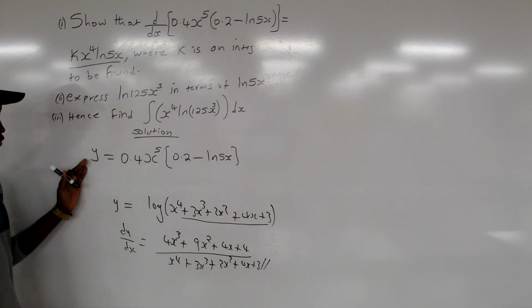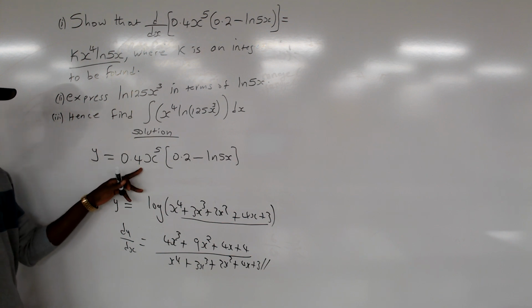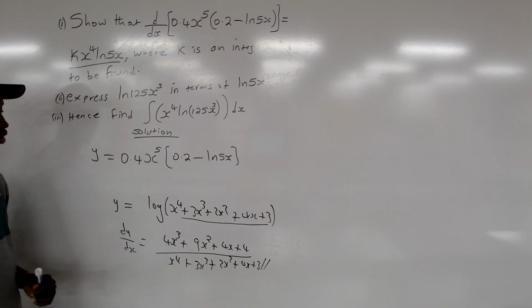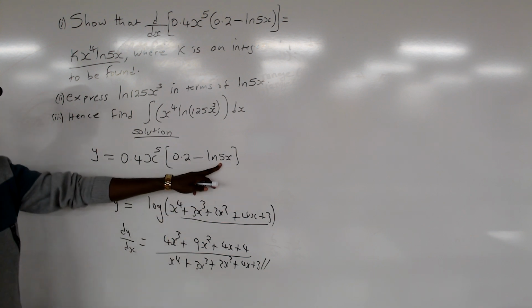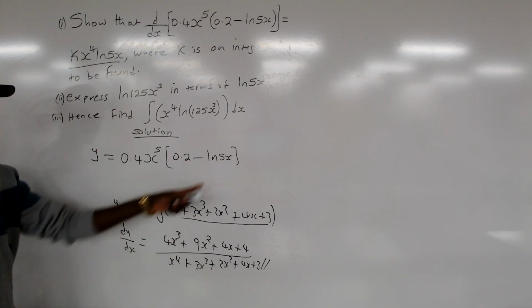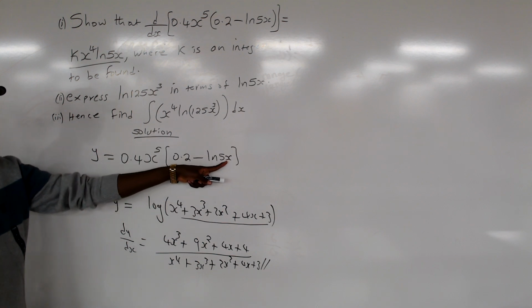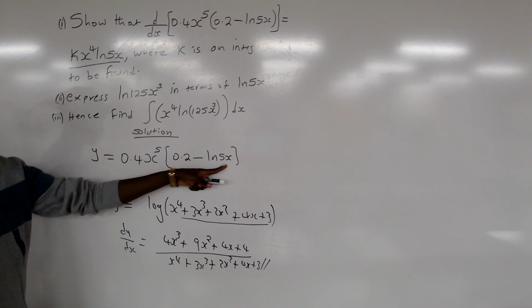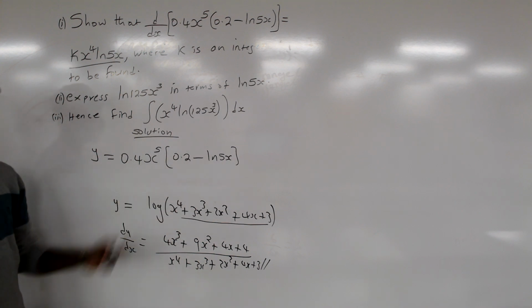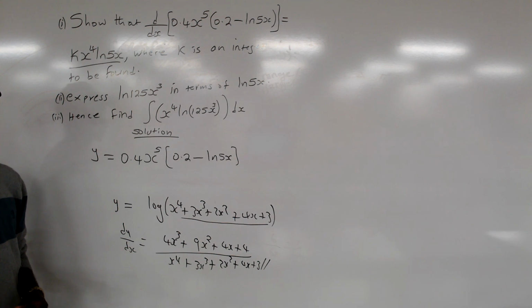We have y = (0.4x)⁵ multiplied by the bracket (0.2 − ln 5x). I know you know how to differentiate ln 5x, because the differential of ln 5x is: differentiate 5x, which is 5, divided by the function given, 5x. And always, when you differentiate a constant, it's always 0.